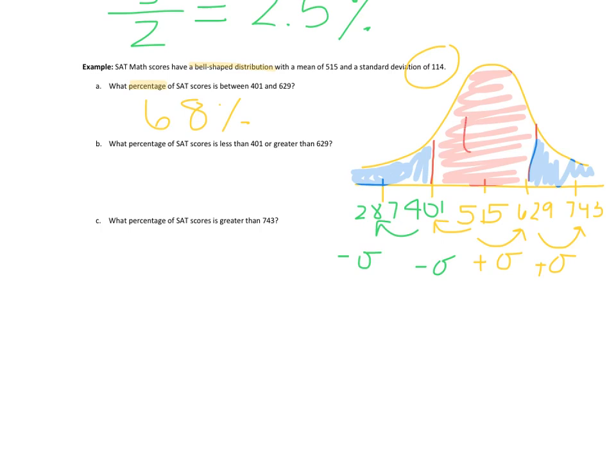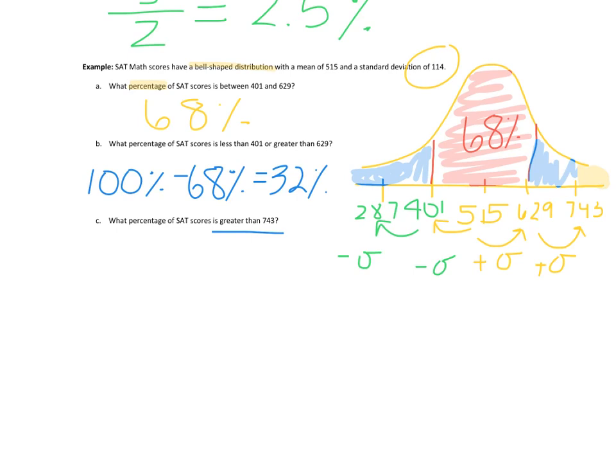Well, if this is 68%, what's left over, right? So we have to look at 100% minus 68%. And that will tell us what's on the outside of that 68% chunk. So 32%. Okay, and then finally, what percentage of SAT scores is greater than 743? Oh, they're being tricky. So greater than 743 is just this little chunk. Okay, which is 2 standard deviations away.